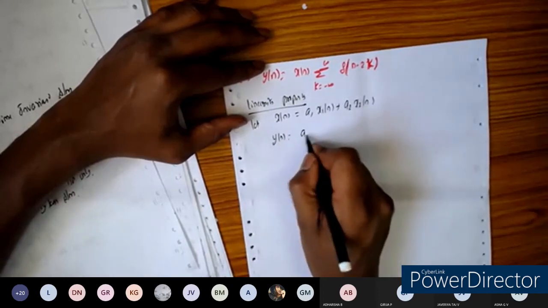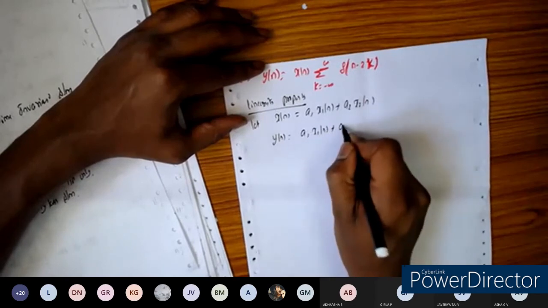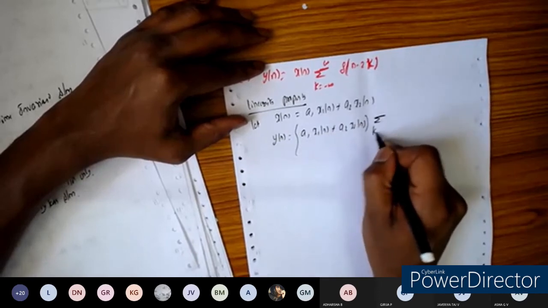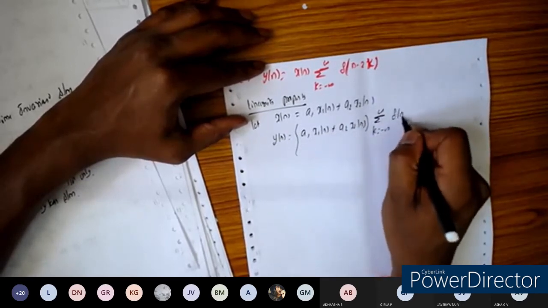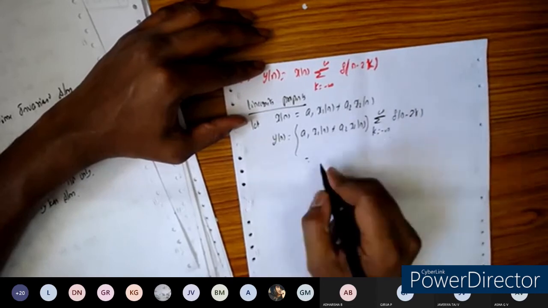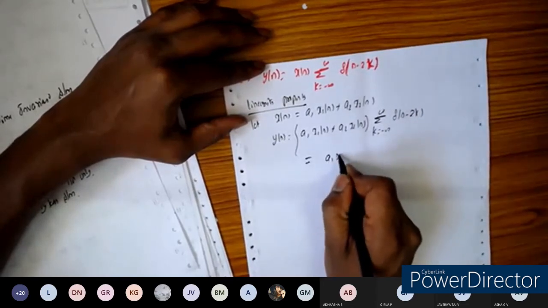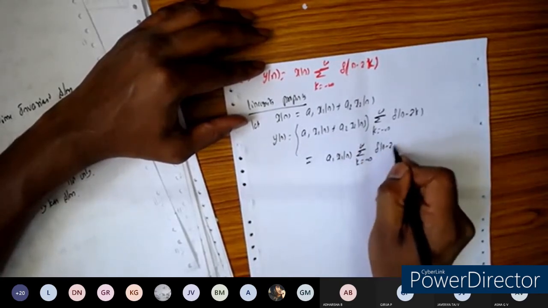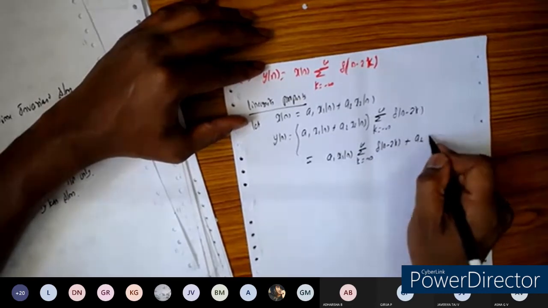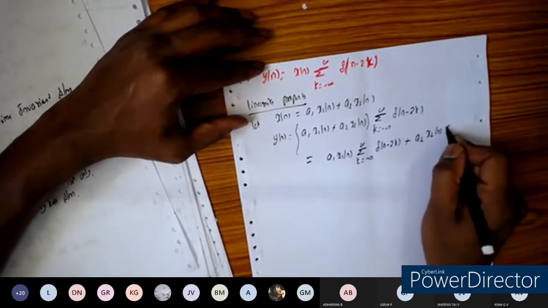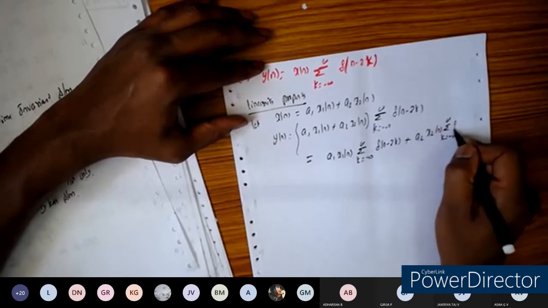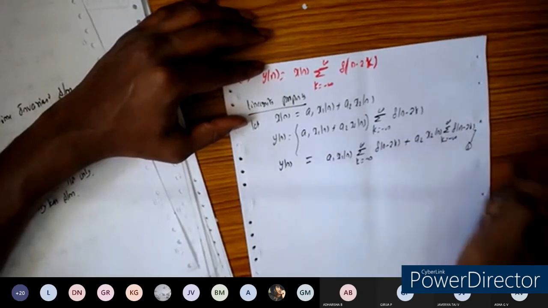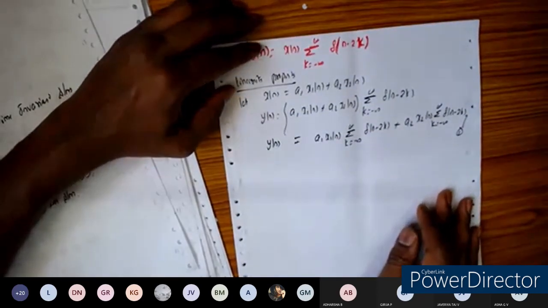So y of n is equal to a1 into x1 of n plus a2 into x2 of n, multiplied by the summation k equal to minus infinity to plus infinity of delta of n minus 2k. Now I am going to multiply the individual terms. It becomes a1 into x1 of n, summation k equal to minus infinity to plus infinity delta of n minus 2k, plus a2 into x2 of n into summation k equal to minus infinity to plus infinity delta of n minus 2k. Call this equation number 1.